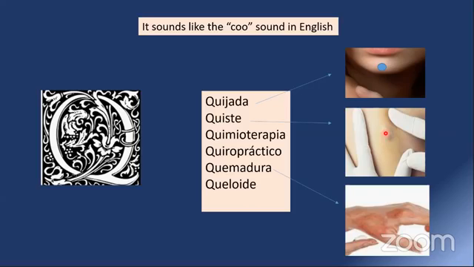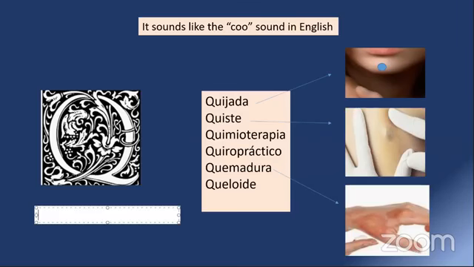Quimioterapia. Next one, quiropráctico. Quiropráctico. Next one here, how do you say burn? Quemadura. Quemadura. And the scar, queloide. Quemadura and queloide.